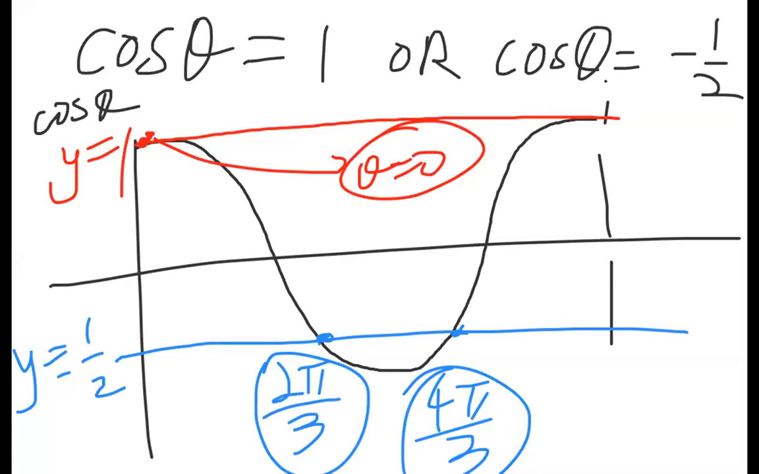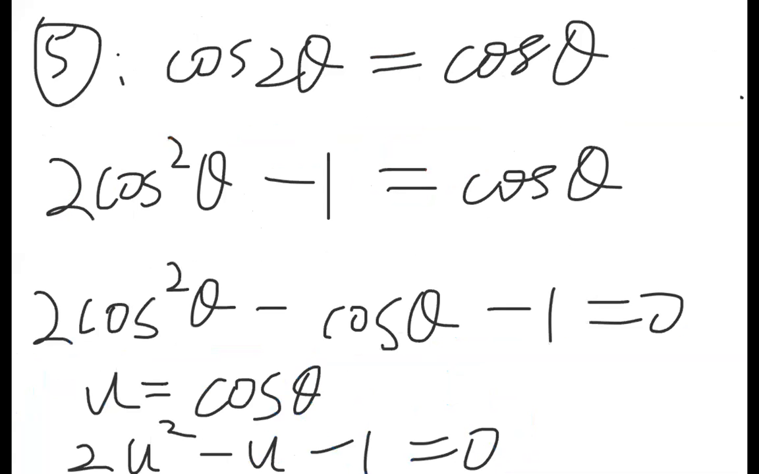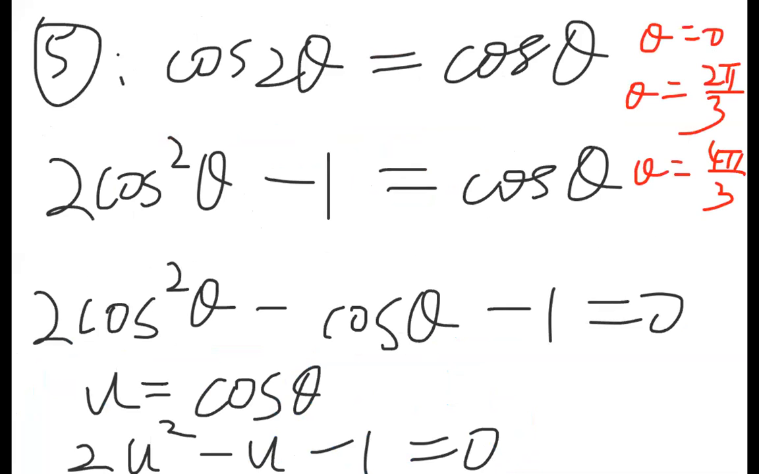All right. So all of the solutions will be the solutions for the original equation, cosine of 2 theta equal to cosine of theta. So you have theta equal to 0, theta equal to 2 pi over 3, theta equal to 4 pi over 3. All right. Any questions?